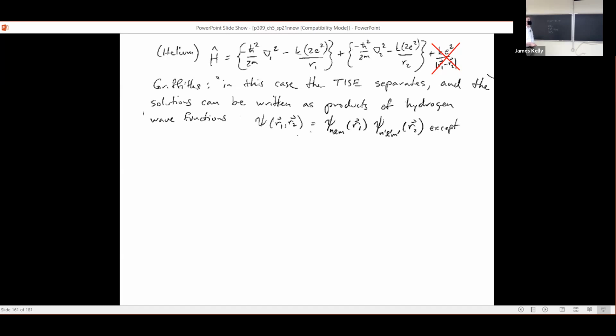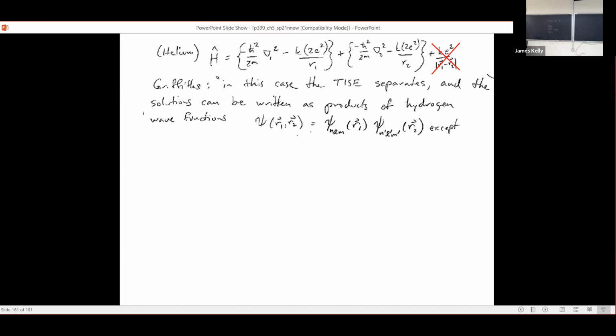In that case, it's pretty clear because this is just a sum of two terms, one that only has to do with r1 variables, one that only has to do with r2 variables. Therefore, you can further separate variables into a product wave function, a function only of r1 and a function only of r2. And those factors are individual hydrogen-like wave functions. They have quantum numbers n, l, and m, because it's almost like a hydrogen atom. The only difference is there's a little bit more charge at the origin.